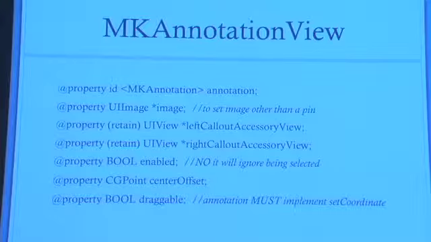It's got a CGPoint centerOffset property, which specifies if you want it offset from its coordinate. That is, if you want the image that the annotation is to be offset from the coordinate. And then a draggable property. And if you're going to set this to YES, then you have to make sure that your annotation is implementing a setter for the coordinate as well as a getter. Because when you drag it, you're obviously going to be setting a new coordinate.